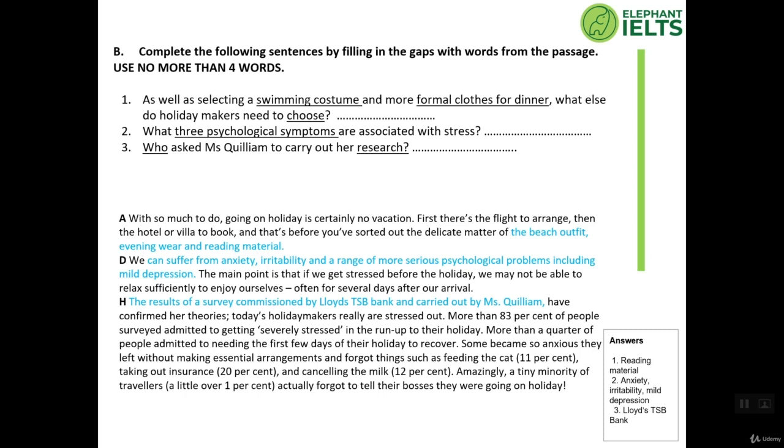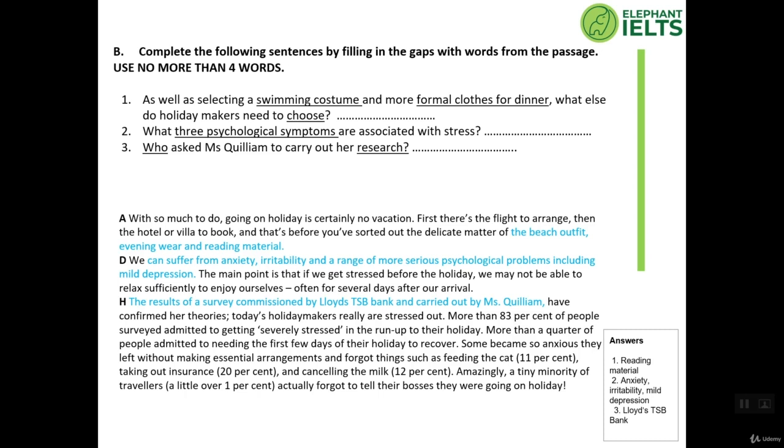As well as selecting a swimming costume and more formal clothes for dinner, what else do holidaymakers need to choose? So I underline the keywords swimming costume, formal clothes for dinner, and the word choose. These are all keywords. And then at the beginning of the passage, because this is a new set of questions, I try to find something which means the same.